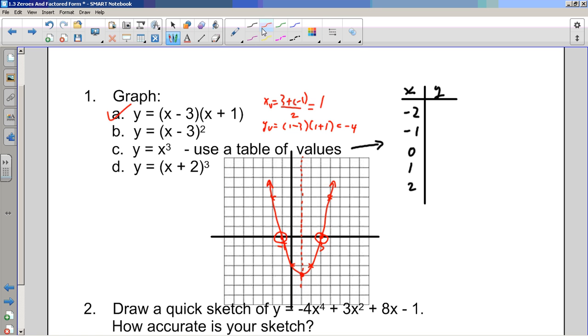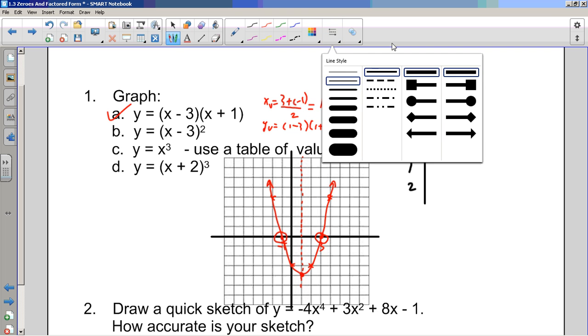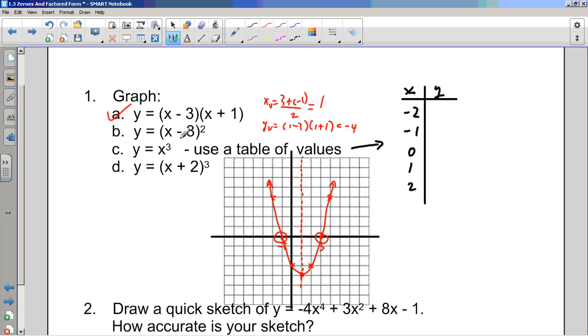So that one's done. Let's change the color. This one is just the normal parabola moved right 3. So its vertex is right here, and no stretch factor, over 1 up 1. Over 1 up 3. This is grade 10 review. Also some transformation review, I suppose.